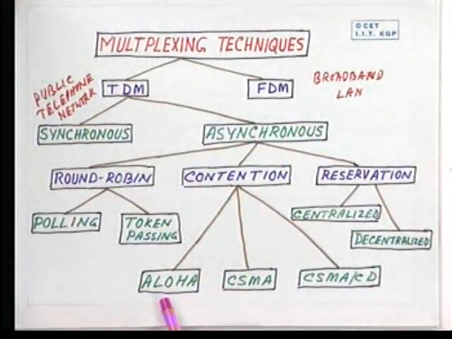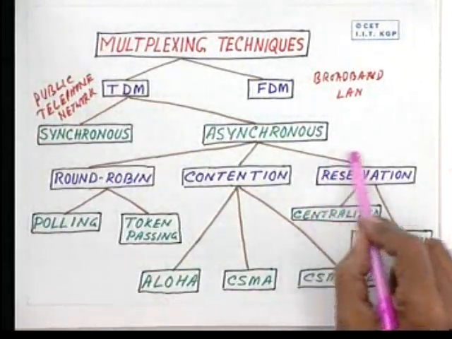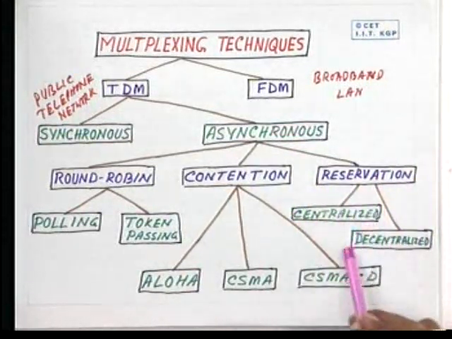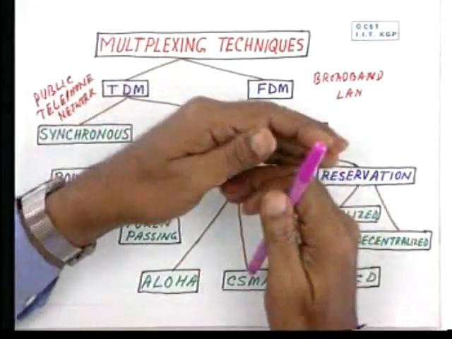The contention based schemes, which are also used in local area networks, are suitable for bursty traffic, which are Aloha, CSMA and CSMA-CD. And today, in this lecture, we have considered the reservation-based schemes, both centralized and decentralized, which are used in satellite-based wide area networks.